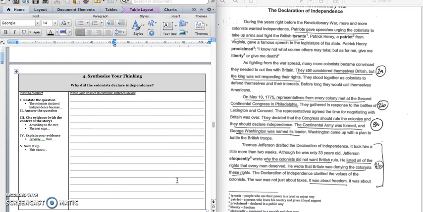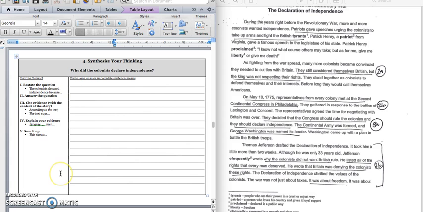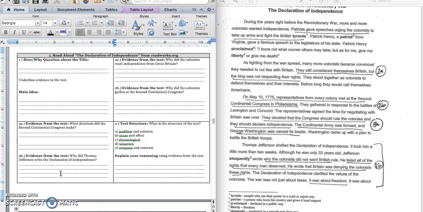The paragraph says, why did the colonists declare independence? And you can use your main idea, and you can also use box 3.